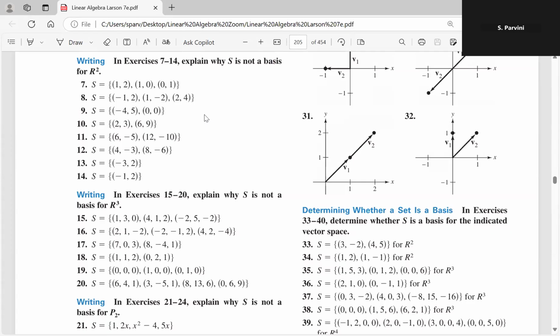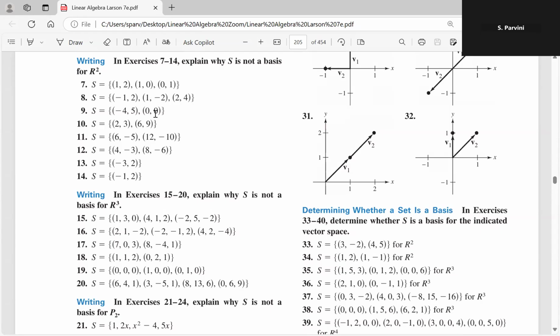Okay, now in R2, remember, R2 means we need two vectors, correct? So for instance, number 7, number 8, right? The basis in R2 can only have two vectors, right? So number 7 and 8 are not. The reason, because you have three vectors. In R2, you can only have two vectors, not three.